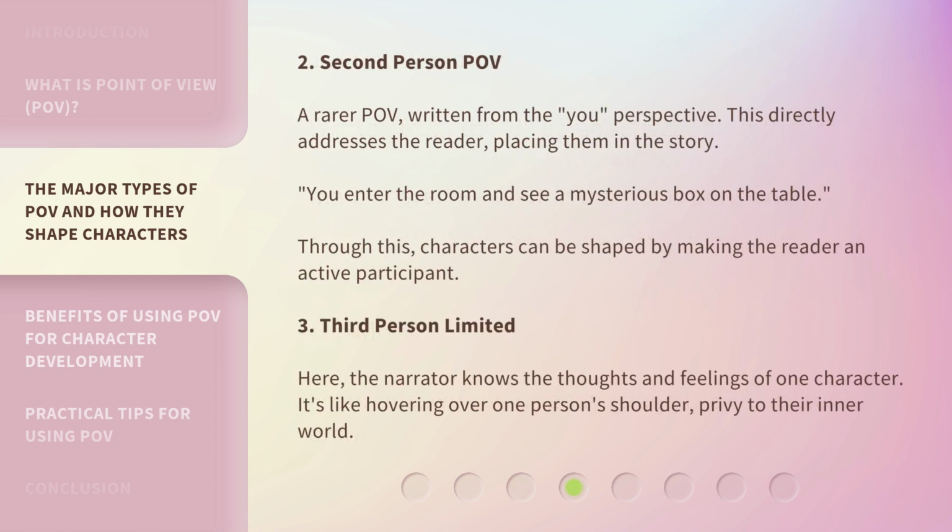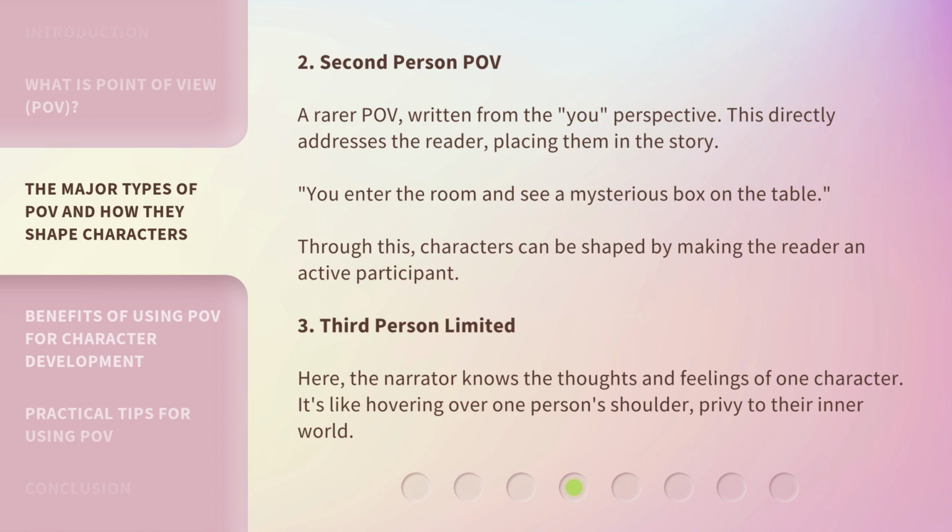2. Second-person POV, a rarer POV, written from the you perspective. This directly addresses the reader, placing them in the story. You enter the room and see a mysterious box on the table. Through this, characters can be shaped by making the reader an active participant.